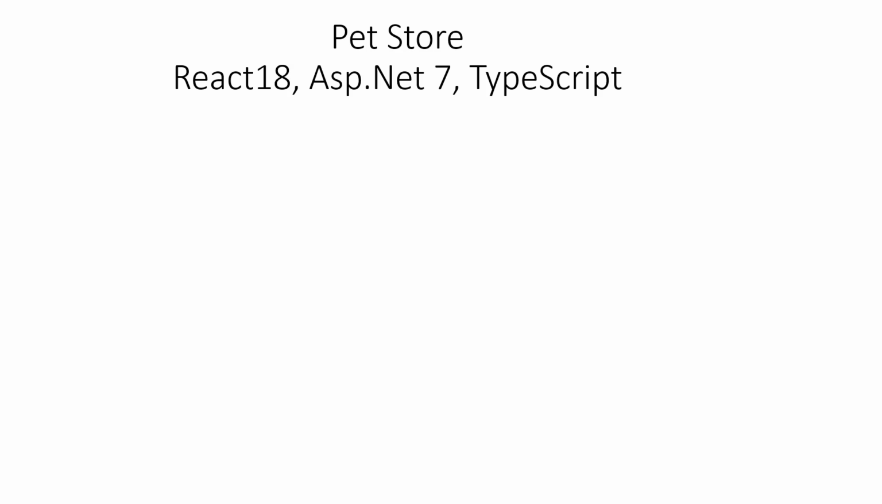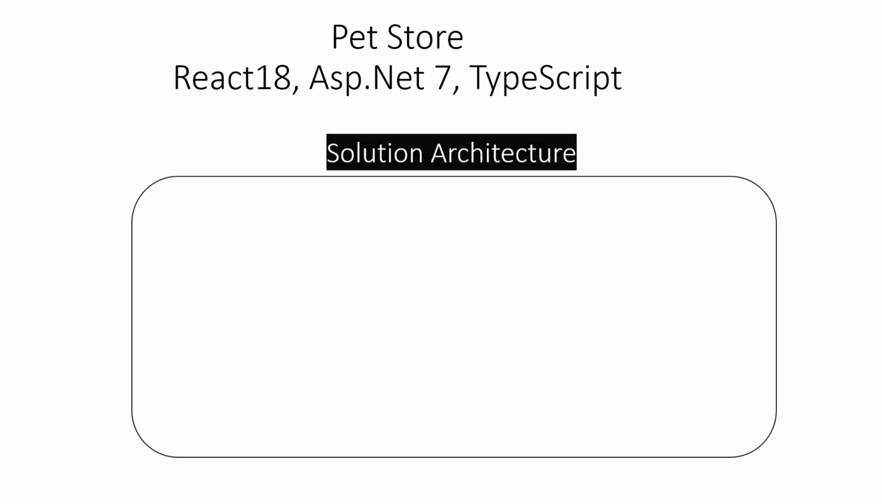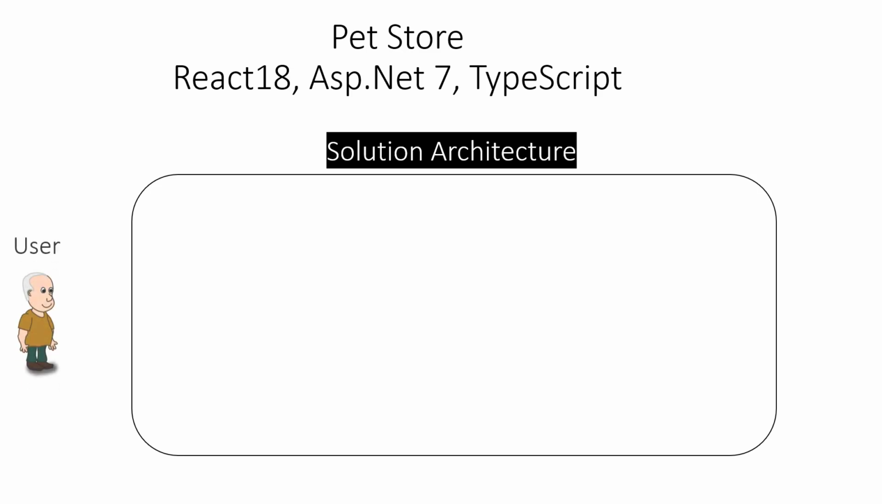In this tutorial we have another full stack project which is called Pet Store, and this project uses React 18, ASP.NET Core 7 Web API, and also we are using TypeScript on our frontend project. Let's see what is the solution architecture in this tutorial.